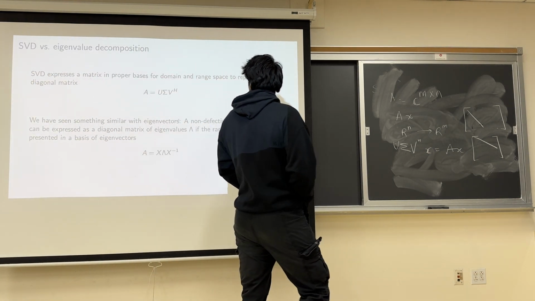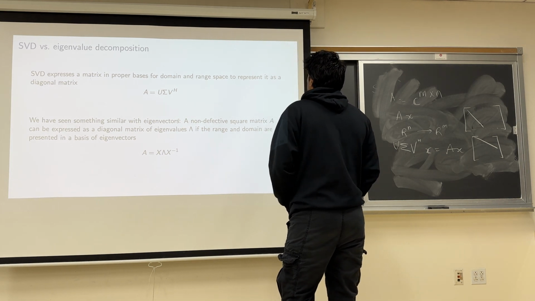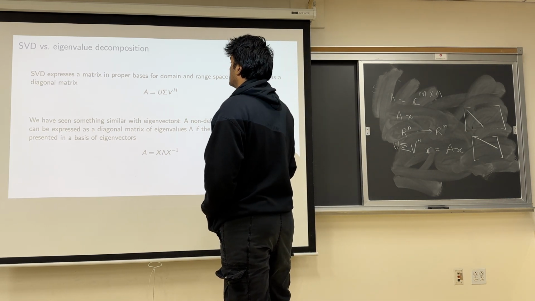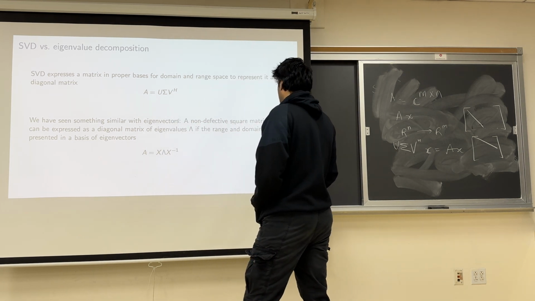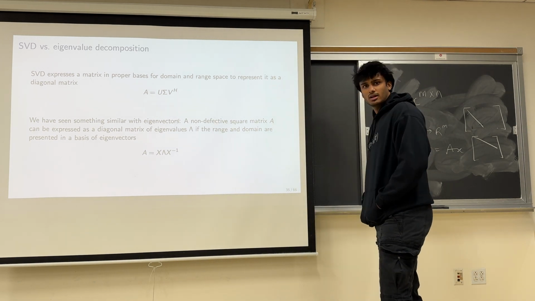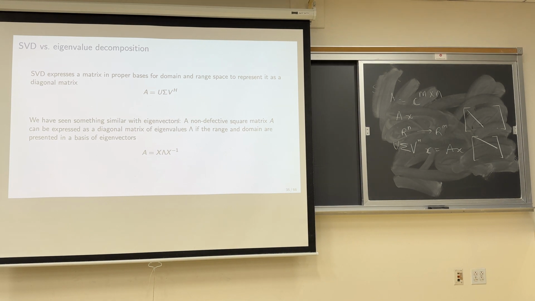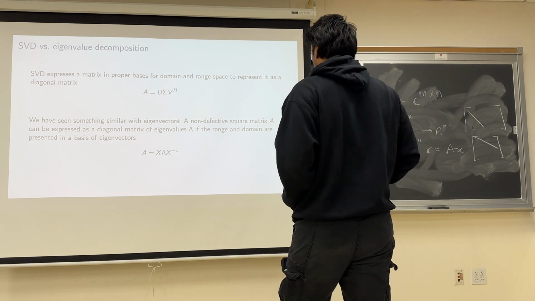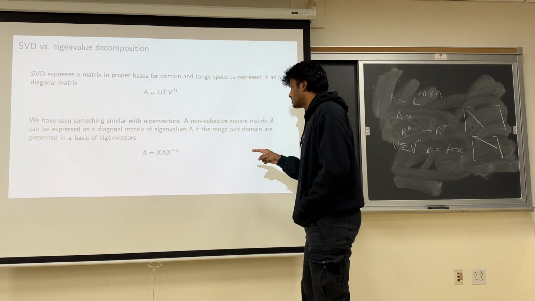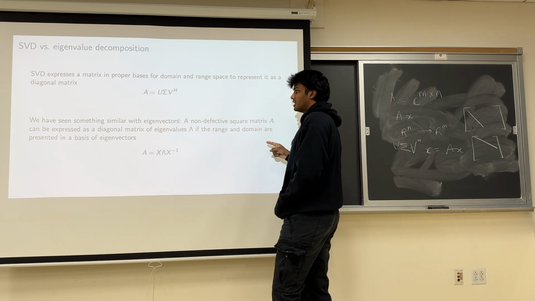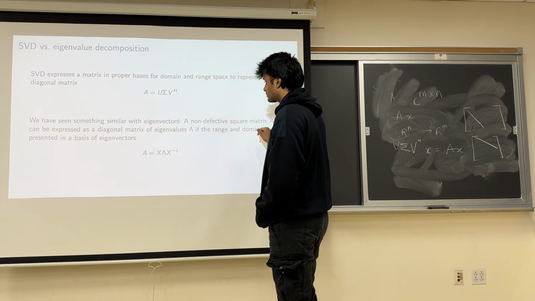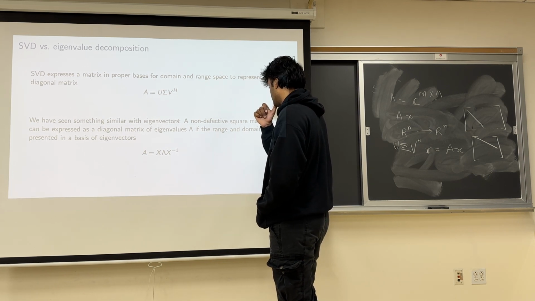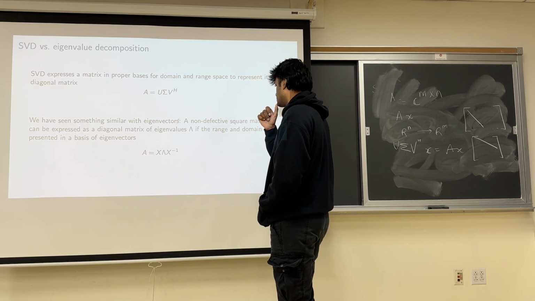So SVD expresses a matrix in the proper basis for the domain and range space to represent it as a diagonal matrix. Yes. We have seen something similar with eigenvectors. A non-defective square matrix A can be expressed as a diagonal matrix of eigenvalues if the range and domain are represented in the basis of eigenvectors.